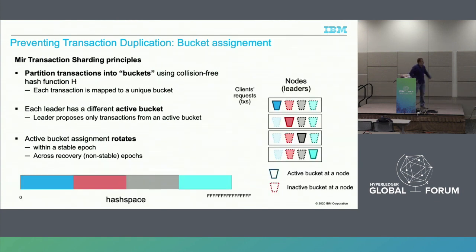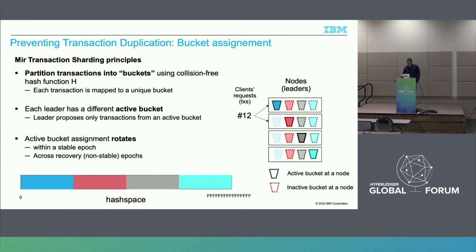So graphically, below you have your hash space for transactions. And there I have 4 nodes. With a full line, I'm denoting the active bucket. So node 0 proposes only from the blue bucket. Node number 1 proposes only from the red bucket, node number 2 from the gray, and node number 3 from the turquoise bucket. And this corresponds to a quarter of the hash space in this example.